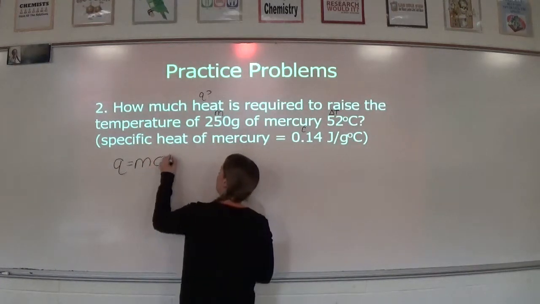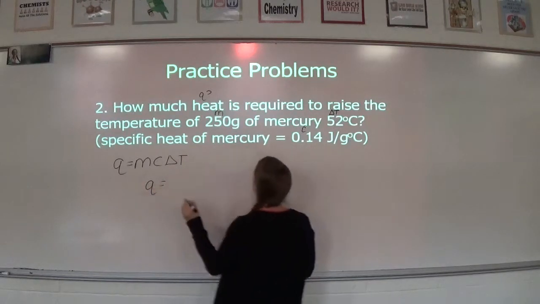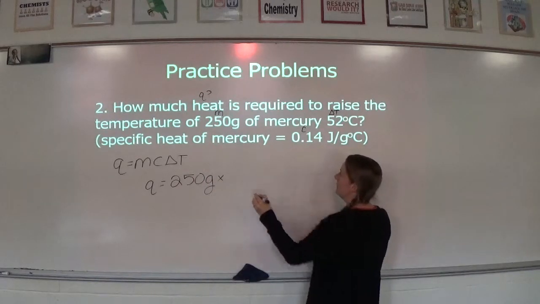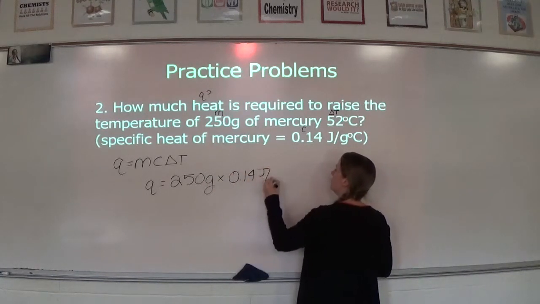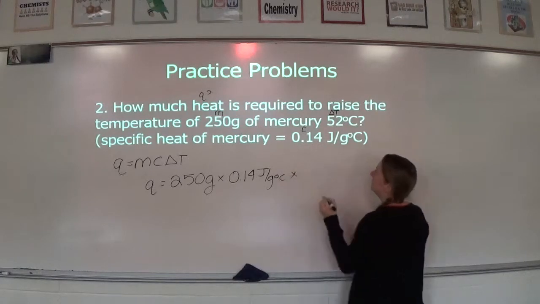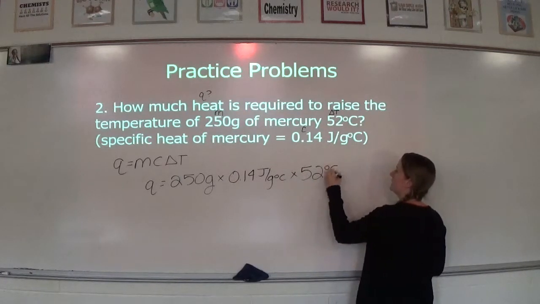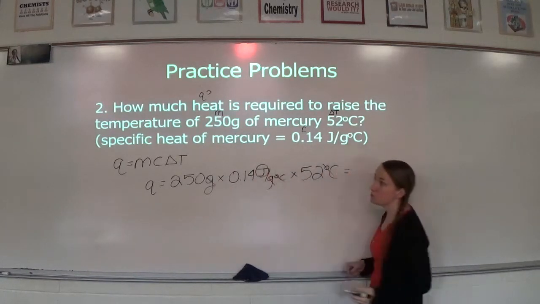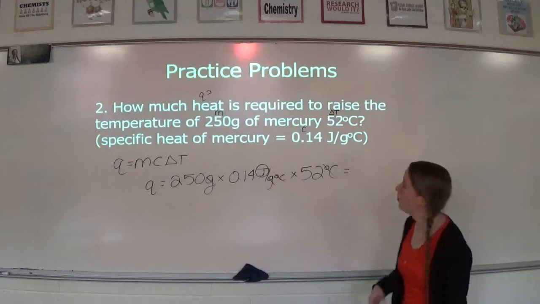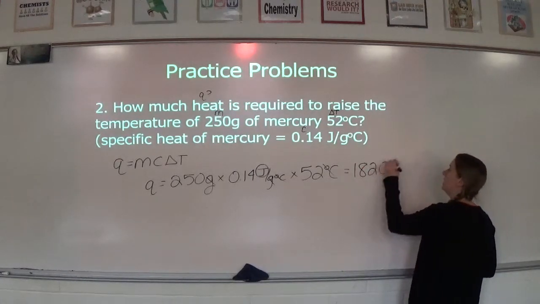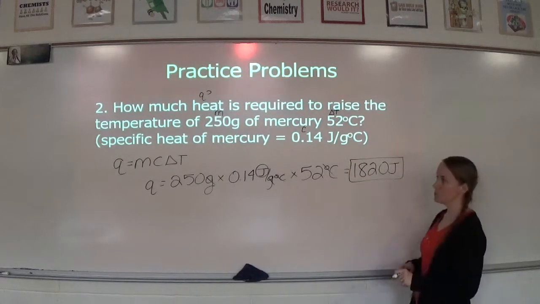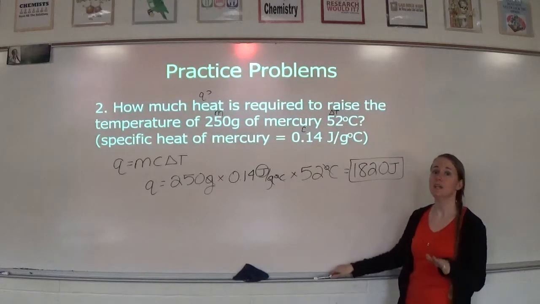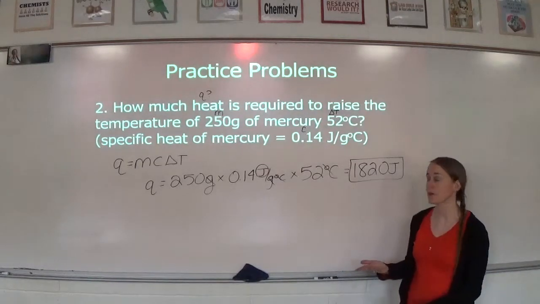Q equals MC delta T, so I just plug in. My mass is in grams like it's supposed to be, 250 grams. My specific heat is 0.14 joules per gram degrees Celsius. And my change in temperature is 52 degrees Celsius. If you look, degrees Celsius cancel, grams cancel, I'm left with joules. And when I multiplied, I got 1,820, and my unit, of course, was joules. Hopefully you got that one right too. So just be careful. Sometimes I will give you delta T, not your final and initial where you have to subtract.